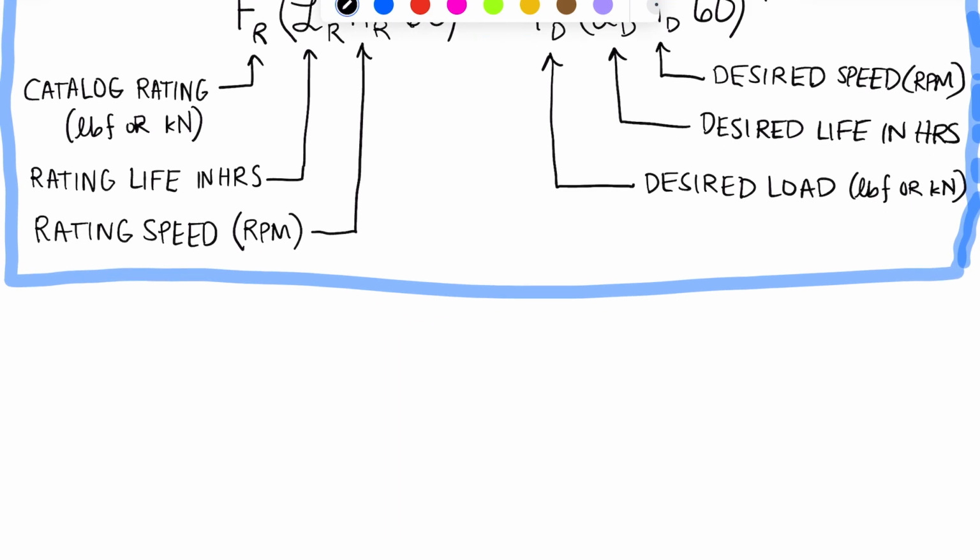If we would like to have a reliability other than 90%, we can use a multiplier in the above equation here. So I'm going to just rewrite it once again with this multiplier A1 out in front.